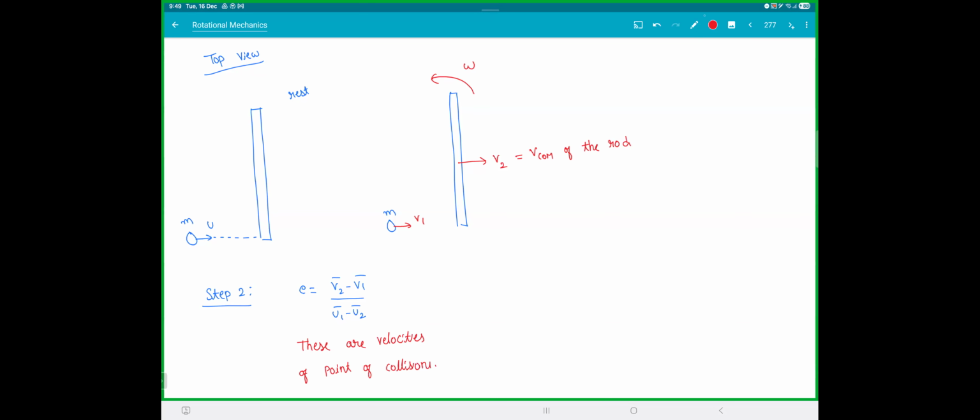That means when you take the velocity, you should take actually velocity of this point of collision, which is V2 plus L by 2 omega. So now when you write restitution, E is equal to V2 plus L omega by 2, that is the velocity of the point which you are colliding, minus V1, by U1 minus U2, which is U minus 0. Are you clear with this? This is the velocity of that bottommost point on rod. This is your equation 2.